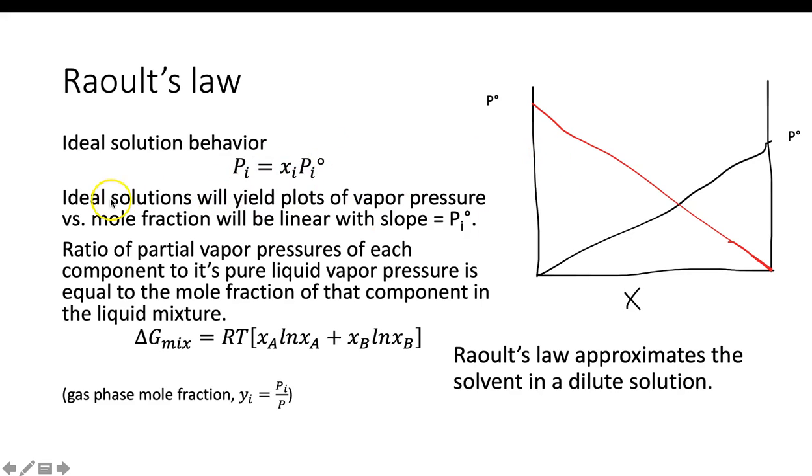And so what this means is that ideal solutions will show vapor pressures versus mole fraction that are basically linear, with the slope related to the pure vapor pressure of the liquid.